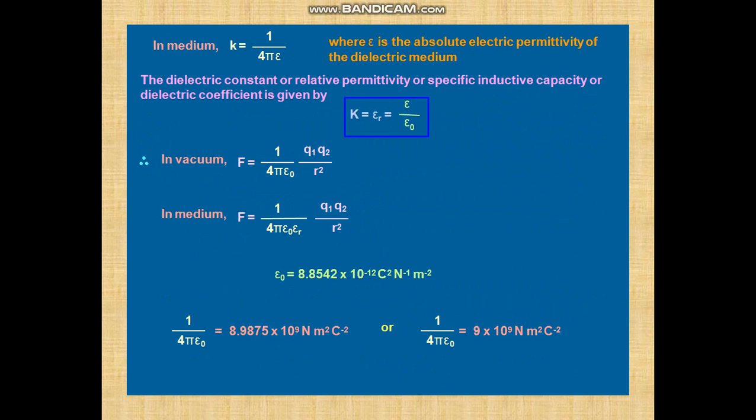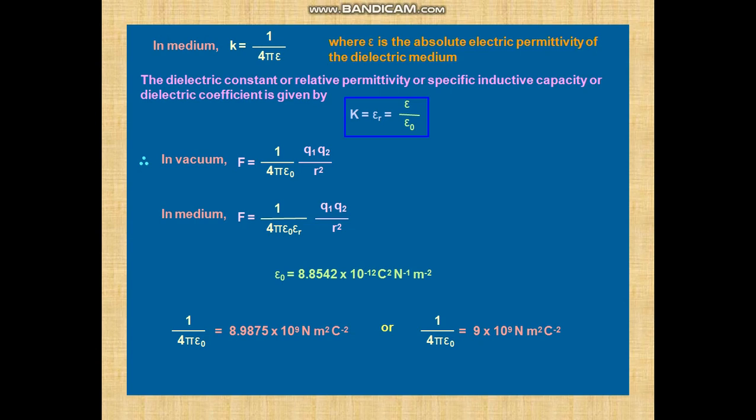And in any other medium except vacuum, free space and air, the value of small k is equal to 1 upon 4 pi epsilon. Here naught will not come. Why? Because the medium has changed, and when the medium changes, its value will also change. So see here, the ratio of epsilon and epsilon naught is called epsilon r, which is known as the relative permittivity, which can also be called the dielectric constant.